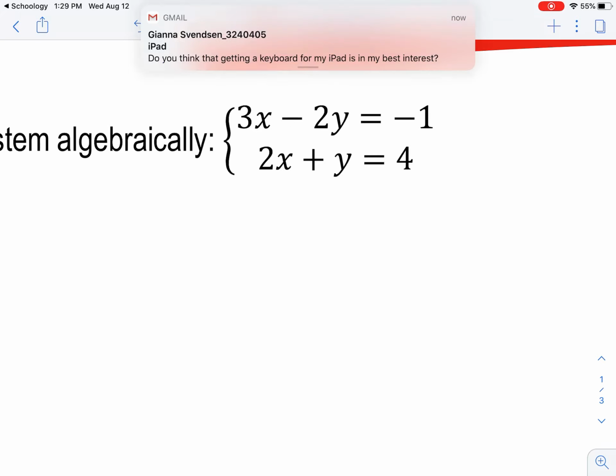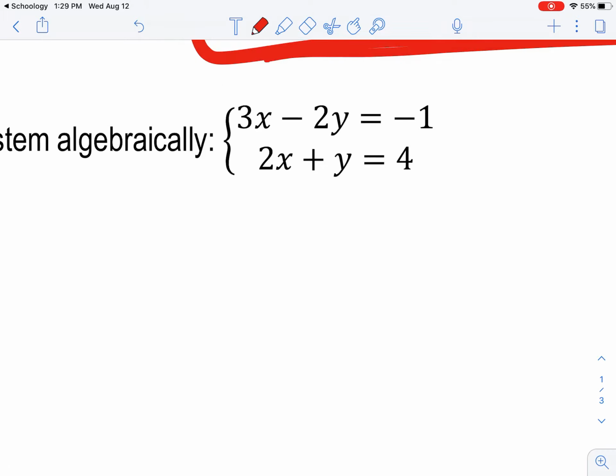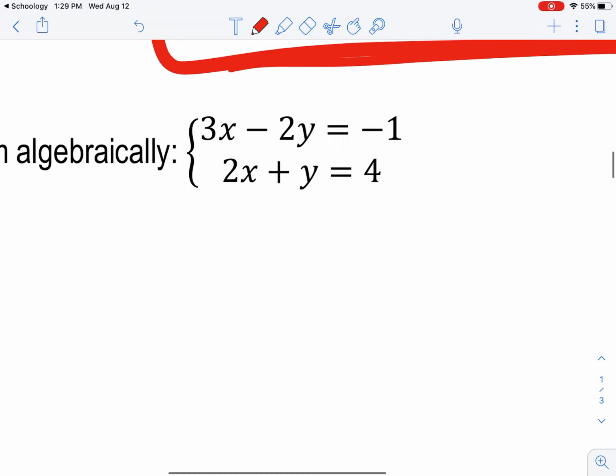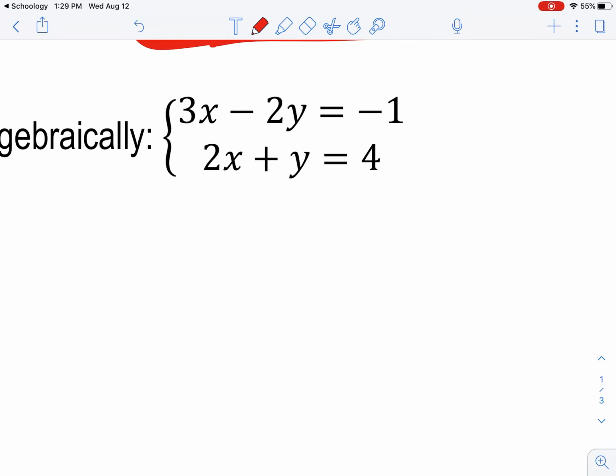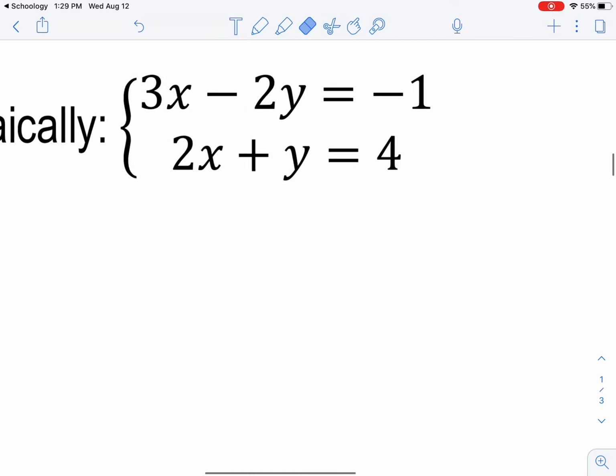Since we're given graph paper, not using that. The question is should I use substitution or elimination? Okay, so here's when you use substitution. You use substitution when you already have a variable solved for, meaning one of the equations is x equals or y equals. That's not happening here. So what I'm going to use instead is elimination.